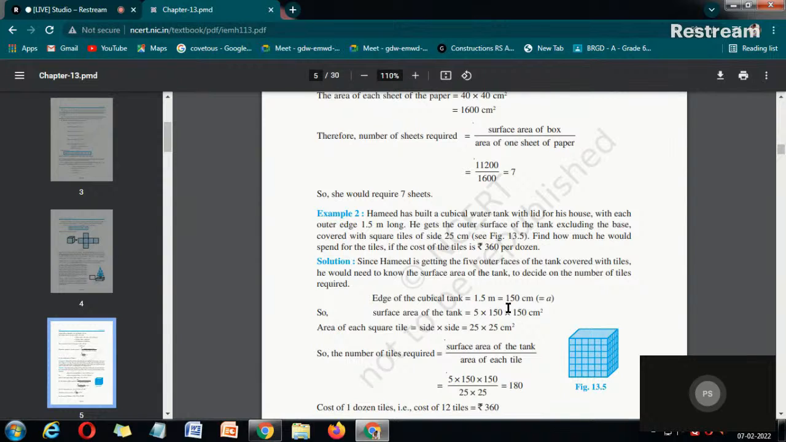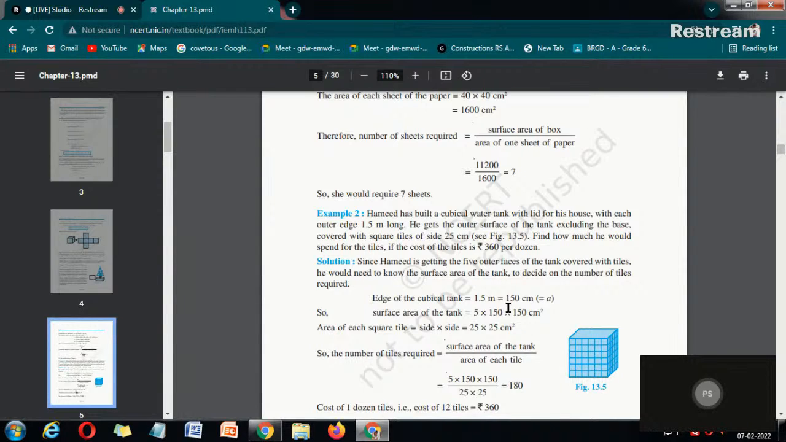This is not the total surface area, TSA, but a new formula, because our TSA will be 6a square, right? So the area of a tile will be 25 into 25. They did not multiply it. Okay, work smart, same like the previous question, guys. Then 5 into 150 into 150 divided by 25 into 25 equals 180.